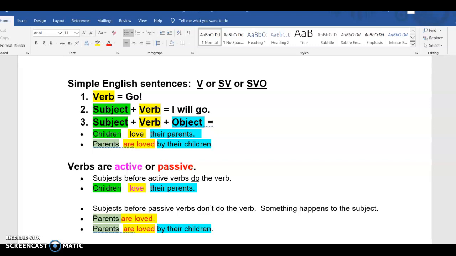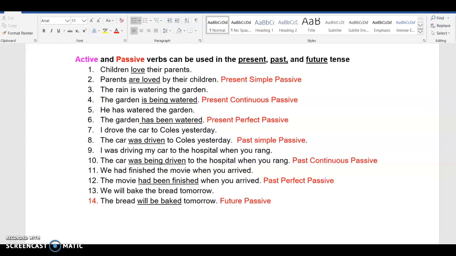The children. Okay? So parents is still the subject, but the parents are not doing the verb in those two examples. So those two are passive verbs. Let's look at some more active and passive verbs. So active and passive verbs can be used in the present, the past, and future tenses. This means there are lots of different types of active verbs and passive verbs, okay?